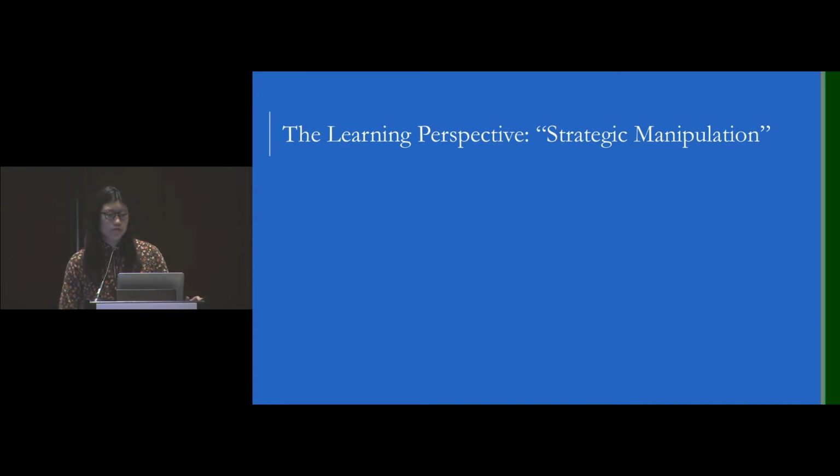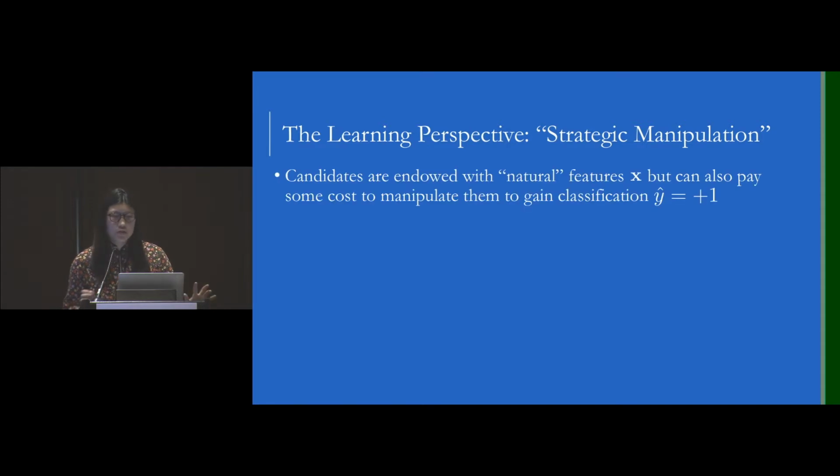So I'm going to give a quick overview of what this looks like in a machine learning world. First, candidates. Let's stick with the college example. They're endowed with some natural features. That's what I would have gotten had I taken the SAT cold. So that's X. But they can also pay some costs to manipulate them, right? They can go to Kaplan, get that 8-week boot camp, and hopefully get a better score to improve their chances of getting into a particular college.